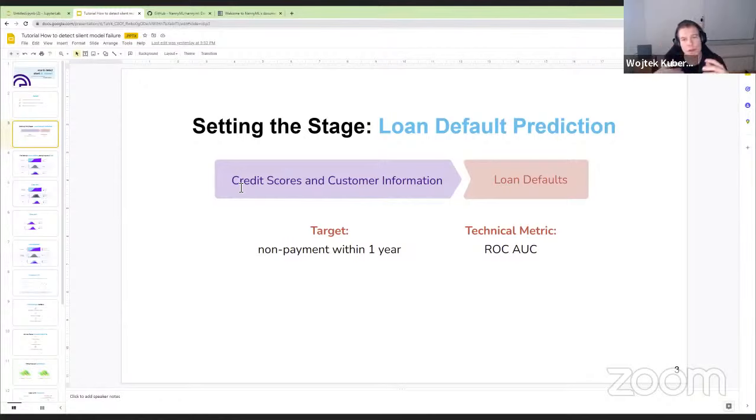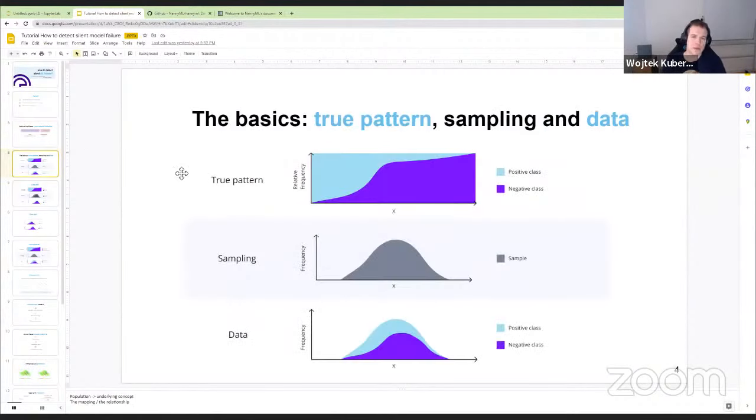I'm going to be referring to this use case throughout the presentation, just to give you more grounded and specific examples of how, for example, data drift can impact performance. So let's get started, and let's talk about data drift and concept drift.